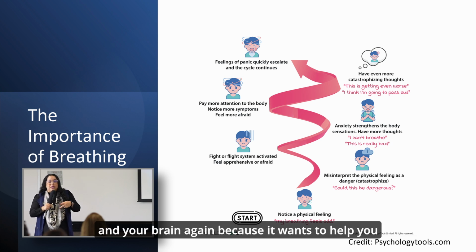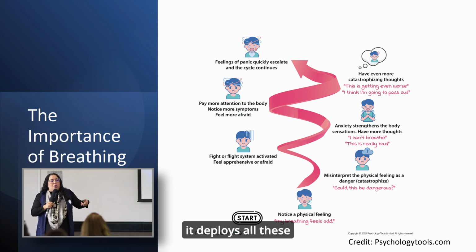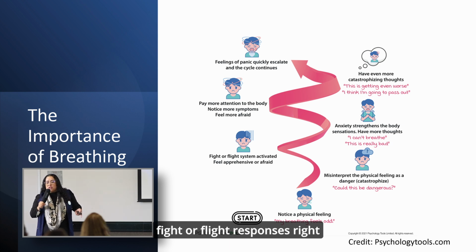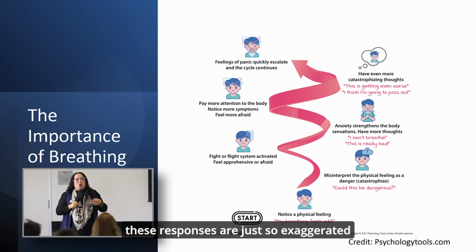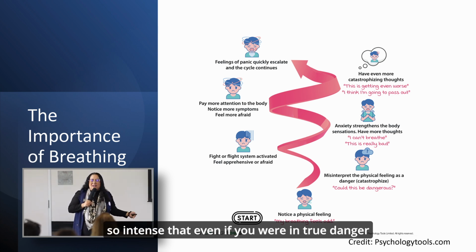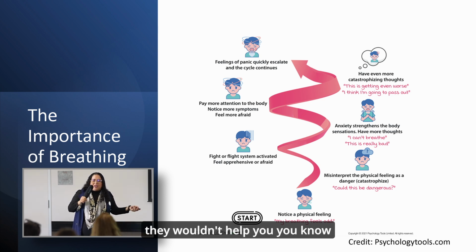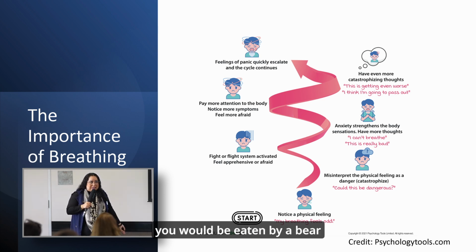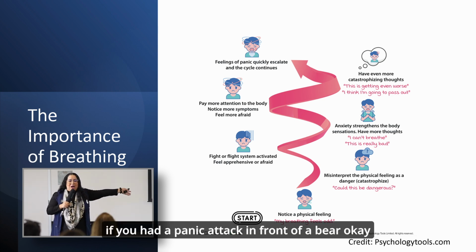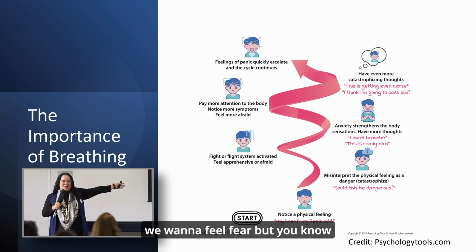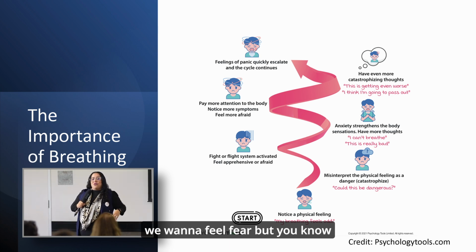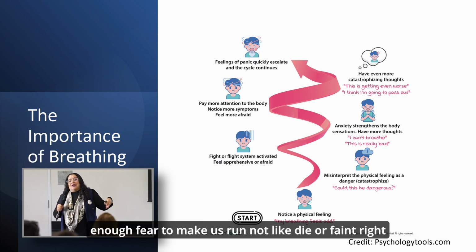And your brain, again, because it wants to help you, deploys all these fight or flight responses, right? The problem here is that these responses are so exaggerated, so intense, that even if you were in true danger, they wouldn't help you. You would be eaten by a bear if you had a panic attack in front of a bear, okay? Because these are no longer helpful. We want to feel fear, but enough fear to make us run, not die or faint, right?